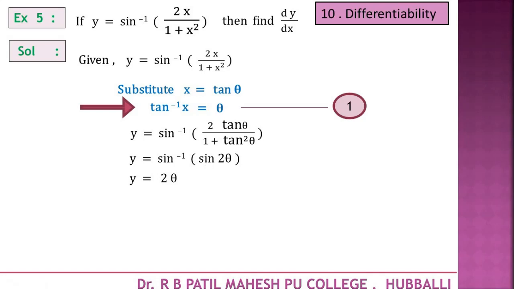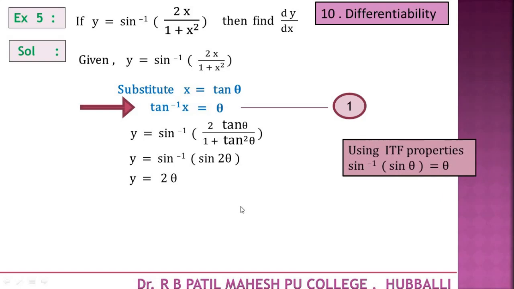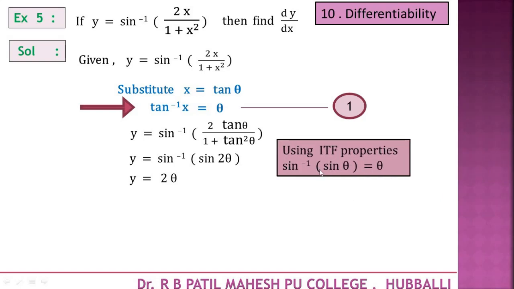Now sine inverse, using inverse trigonometric function properties, that is sine inverse of sine theta, it is given by what? Theta. Here also we have the same case, sine inverse of sine 2 theta, therefore it is written as 2 theta. Now I replace this theta by the function x variable, that is tan inverse x, from equation 1. Now this is the y function.